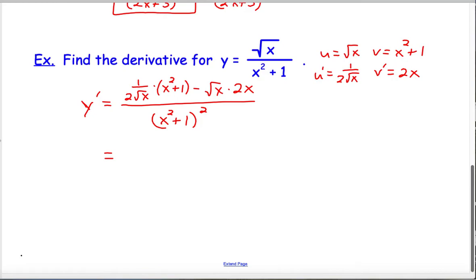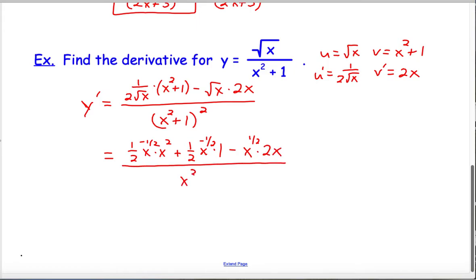So what do you have? You have 1/2, and then you have x to the 1/2 times x squared. We can simplify that. I'm sorry, negative 1/2. And then plus 1/2 x to the negative 1/2 times 1. And then minus, let's just leave it in the order that it's showing, x to the 1/2 times 2x. And sometimes you have to play around with it if you don't see it ahead of time. So if I simplify this, what am I going to get?